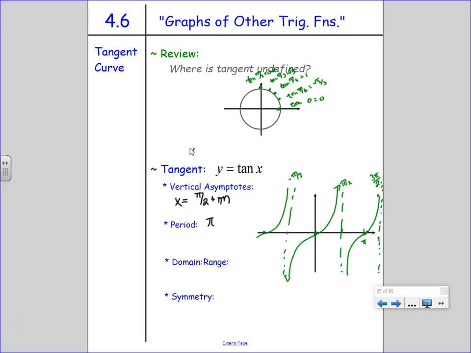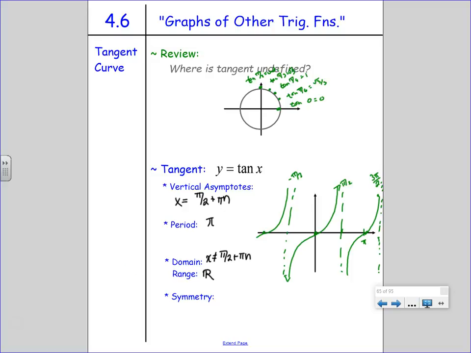Domain. Well, did we already say that vertical asymptotes tangent can never actually hit? Range, how high, how low, all real numbers. It's going to go forever high, forever low. That's different than sine and cosine. Sine and cosine were bouncing, right? They were stuck within. But domain for tangent, x cannot equal any of its little vertical asymptotes.